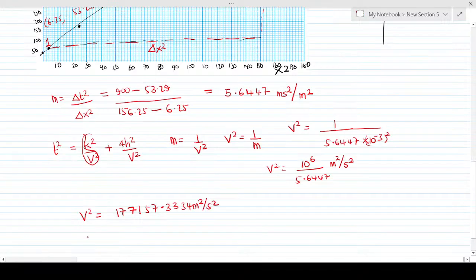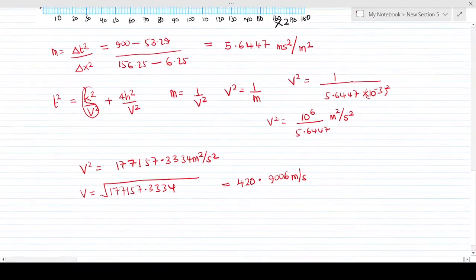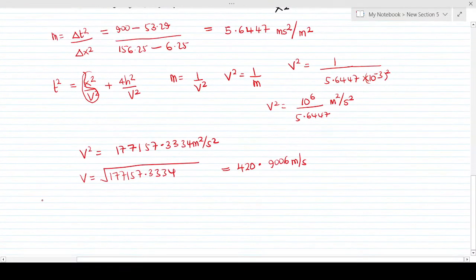But am I looking for v squared? No, I'm looking for v. So v is equal to the square root of this answer. So the square root of 177157.3334, and that will give me what? The square root of the answer is equal to 420.9006 meters per second.